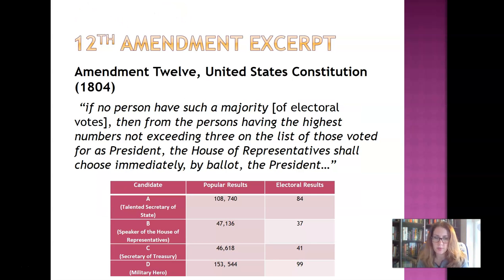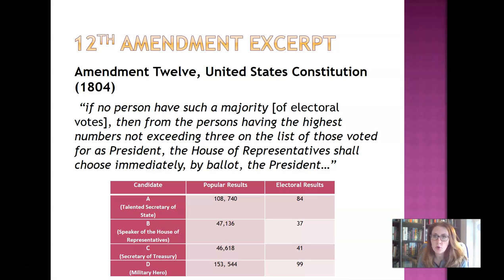So this is the 12th Amendment. If you remember, after Jefferson's election, after he and Burr went head-to-head in the House of Representatives for 36 votes, it became clear that the way the Constitution originally set up voting for president wasn't working anymore. So here we have the 12th Amendment. And here's the major part.